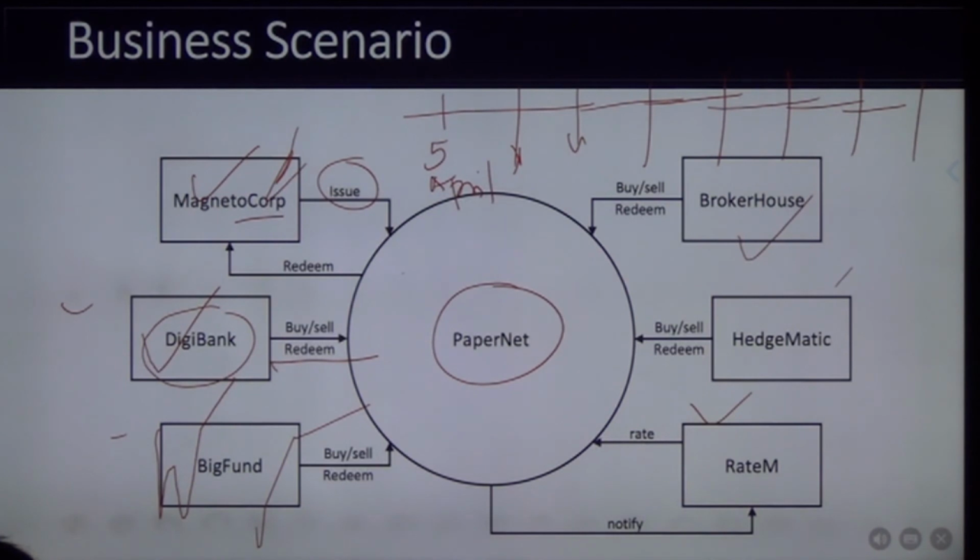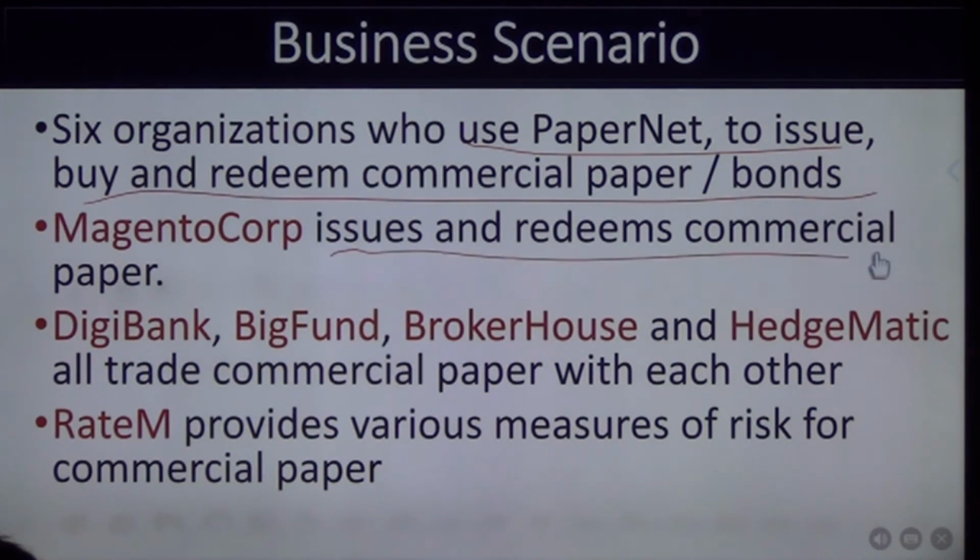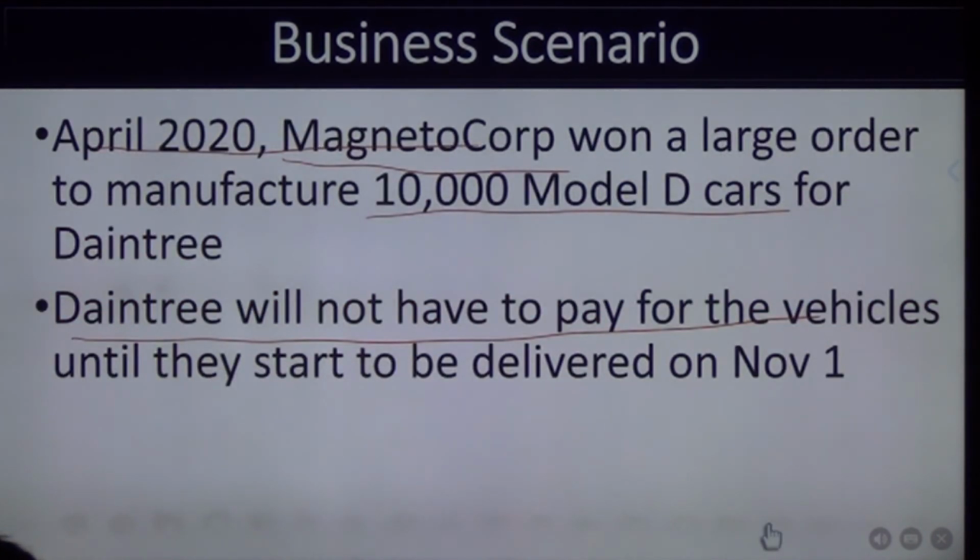So in this example we want to do this on a Hyperledger Fabric blockchain network. So there is a ledger, there is a world state, and these are the people who are part of the network, and there is a smart contract which is governing all of this. सही. तो ये है 6 organizations who use PaperNet to issue, buy and redeem commercial bonds. Magnetocore issues and redeems the commercial paper, और ये सारे जो हैं हमारे, ये all trade commercial paper with each other, और RateM provides various measures of risk for commercial paper. ठीक है. अच्छा जी, ये हमने देख लिया.